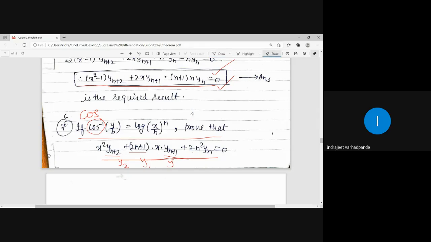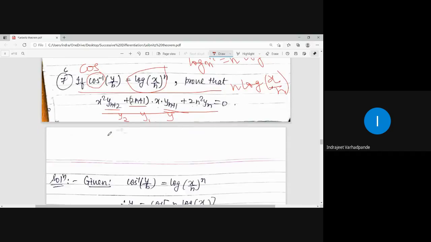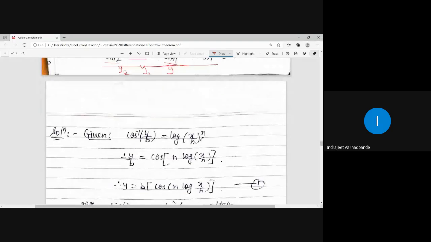But here, which property we will be applying for logarithm? Log m to the power n is n log m. Is this point clear? So this can be written as n into log of x by n. ये बात समझ में आई क्या? Yes, sir. So to remove cos inverse, I will take cos of both the sides.